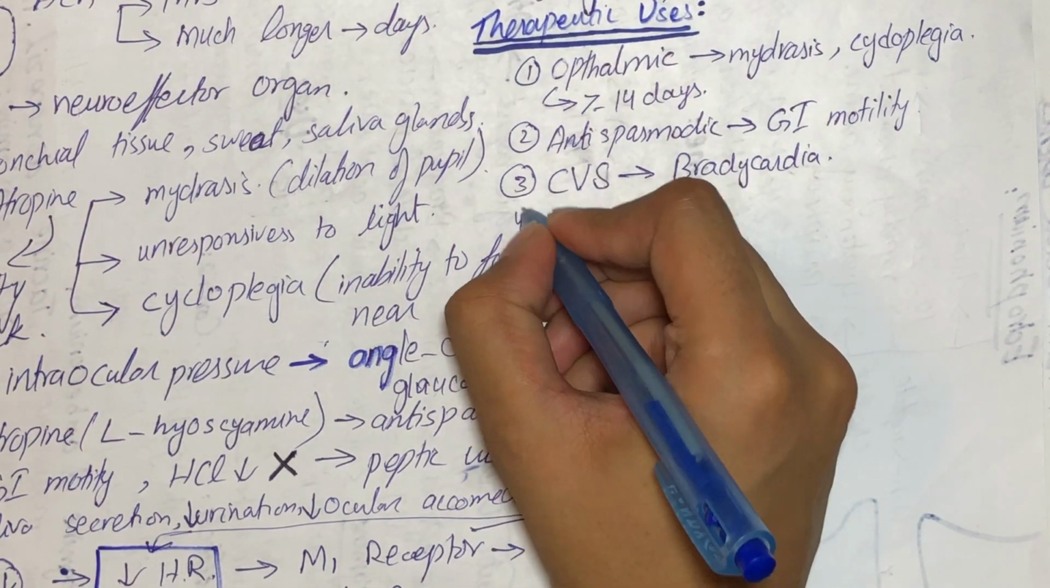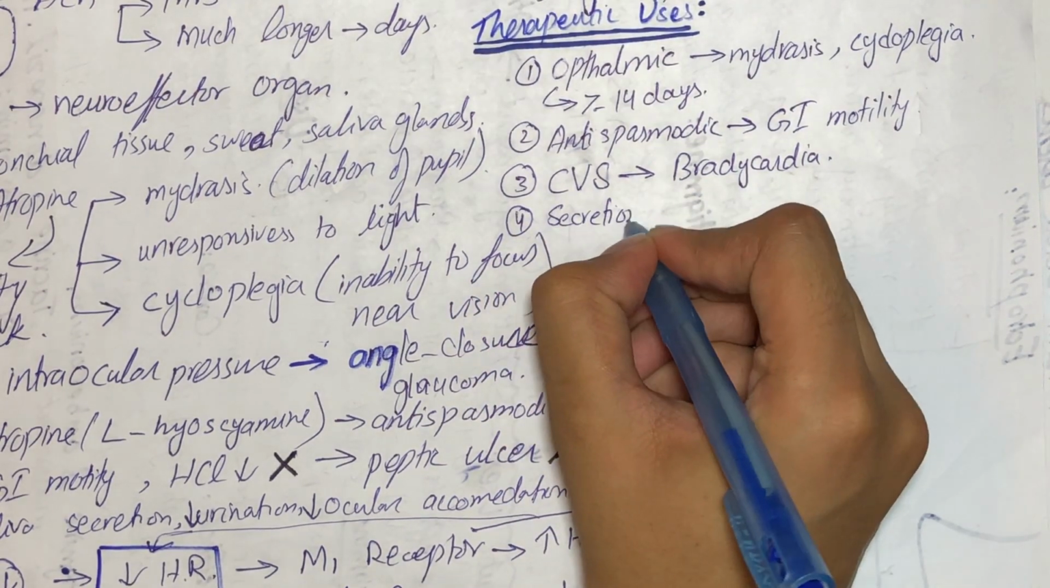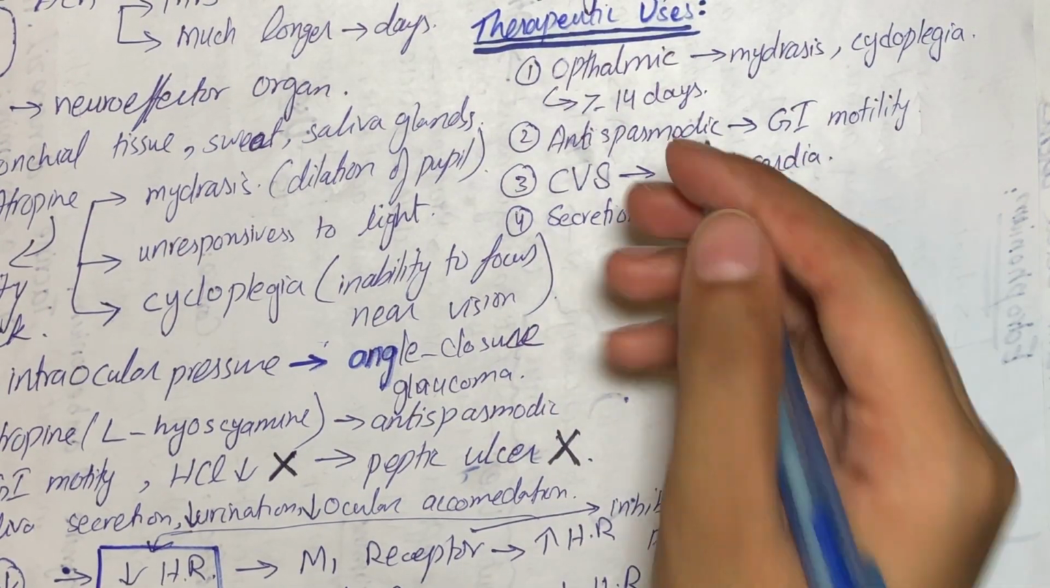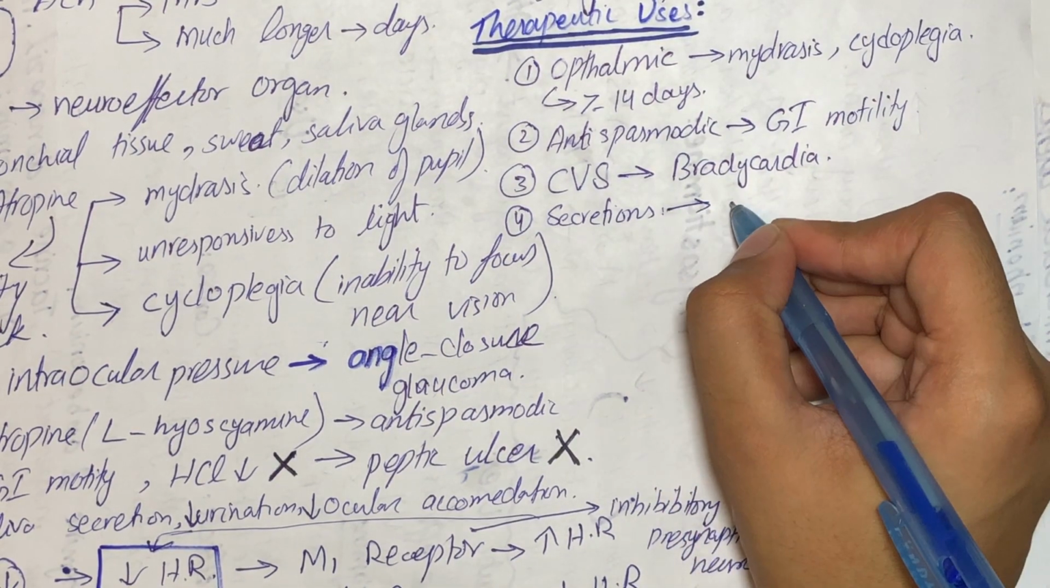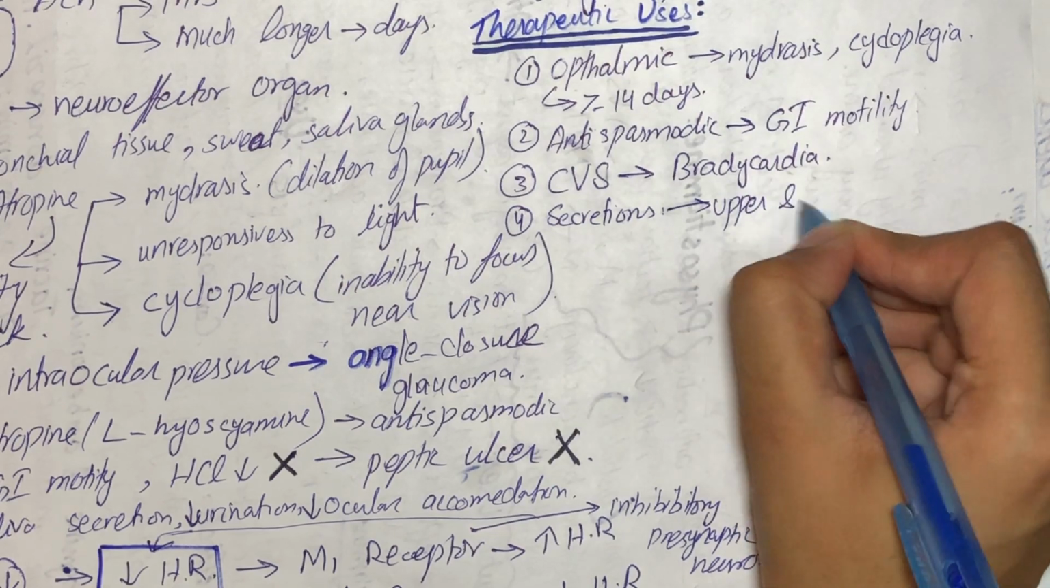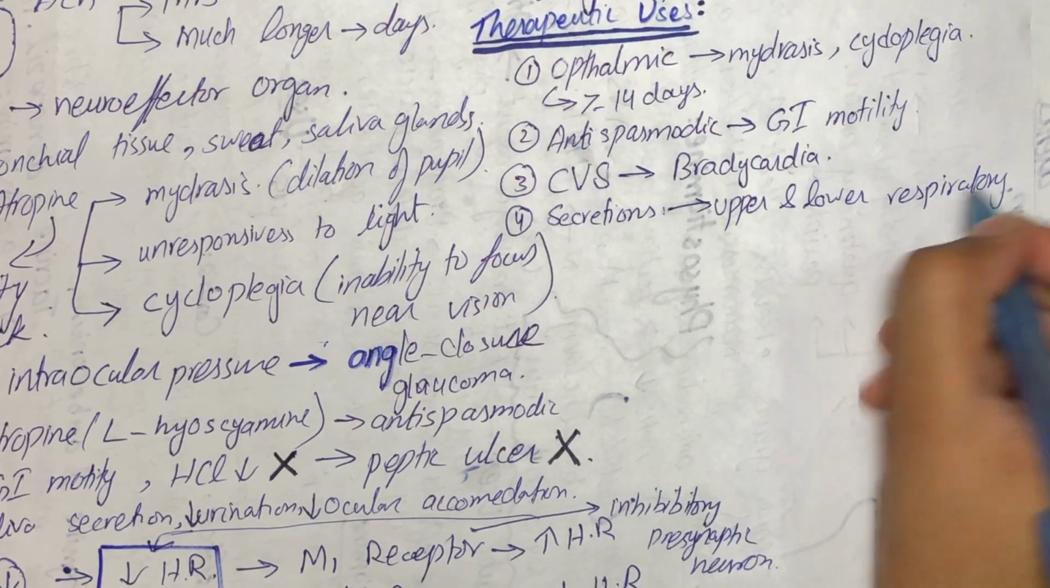The fourth one is related to secretions. If a patient is undergoing surgery and we want to decrease his secretions in the upper or lower respiratory tract, we can give atropine so that it can reduce secretions being released into the respiratory tract. Upper and lower respiratory secretions.